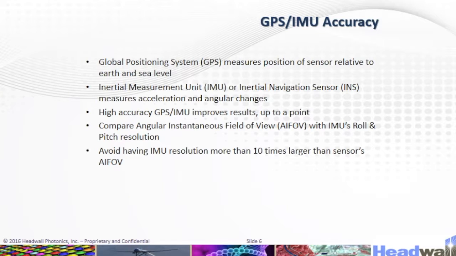Here we have the GPS and IMU accuracy. GPS measures the position of the sensor relative to Earth and sea level. IMU or INS measures acceleration and angular changes. High accuracy GPS and IMU improves results up to a point. Avoid having IMU resolution more than 10 times larger than the sensor's IFOV.